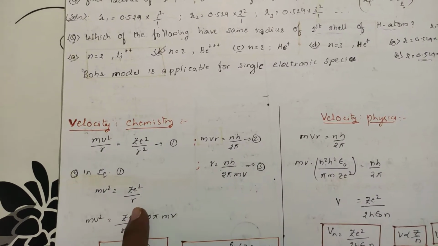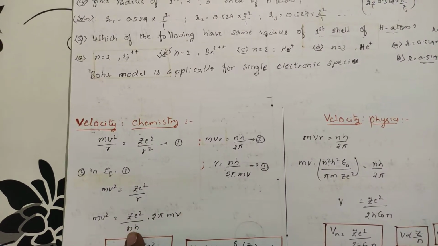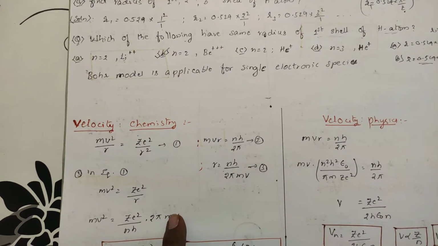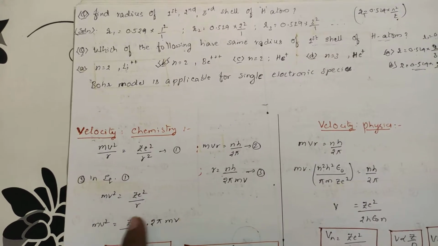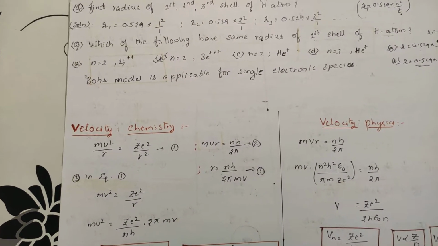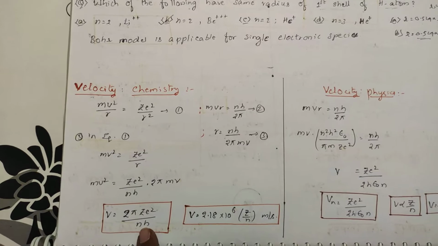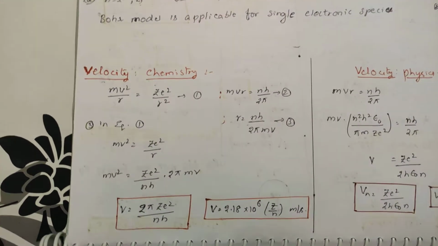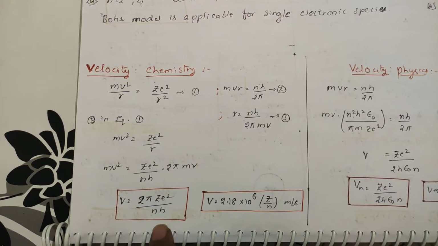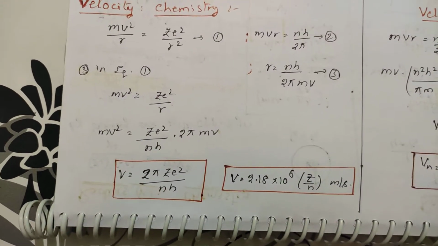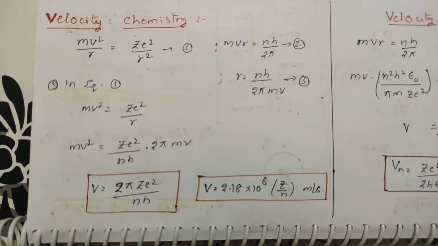You place this r value here, so that you get Ze² by nh into 2πmv. Here v cancels, m cancels, v and v cancel, so that v is equal to 2πZe² by nh. So this is the formula for the velocity of an electron revolving in a particular orbit.